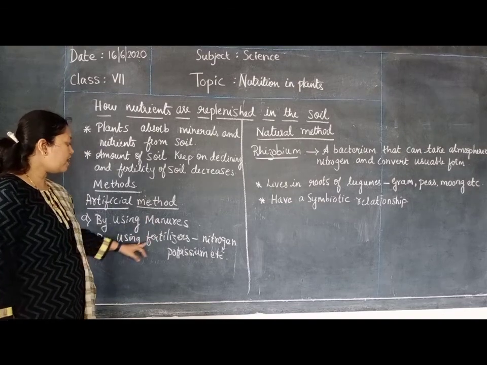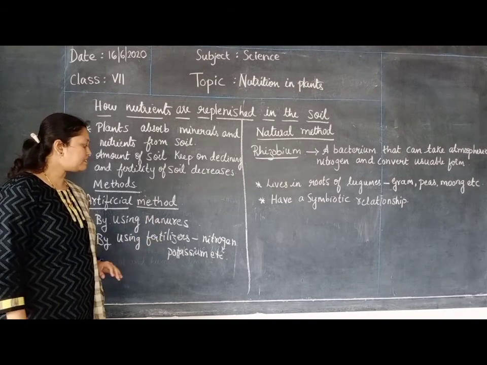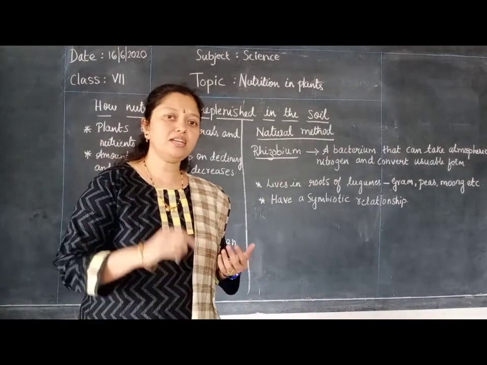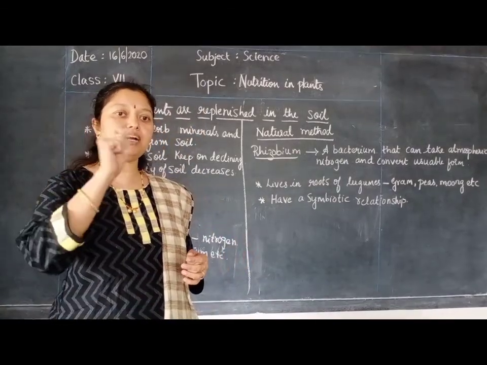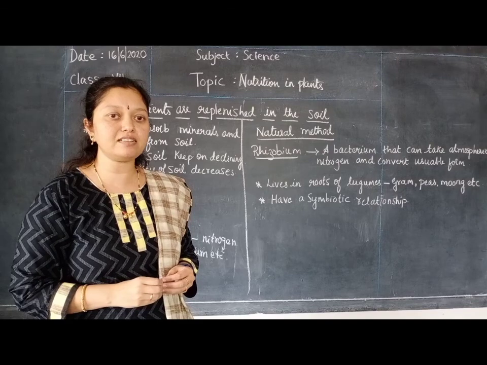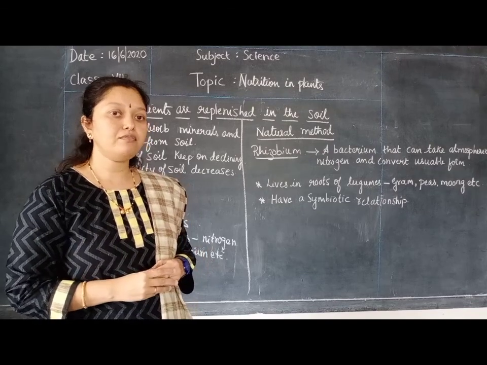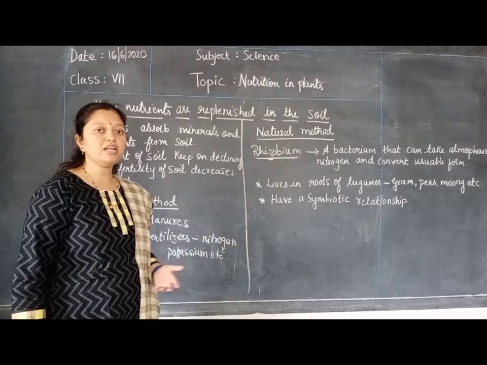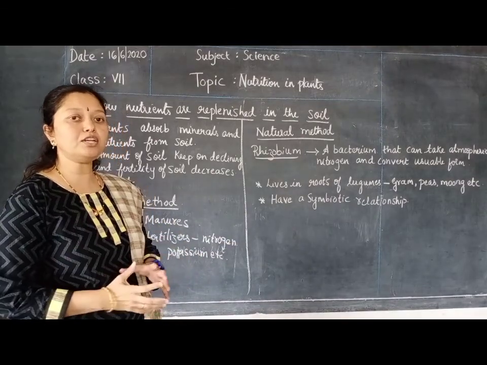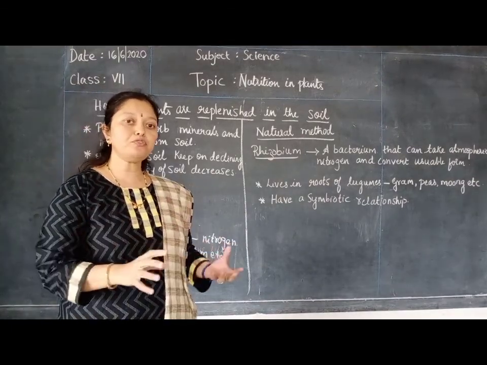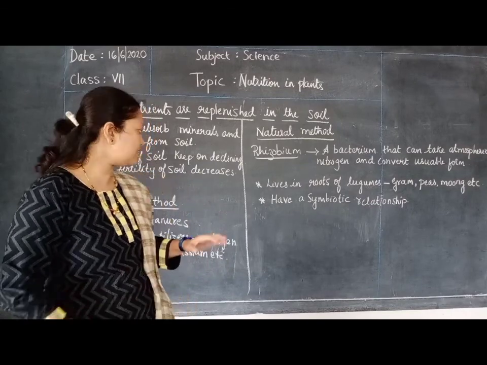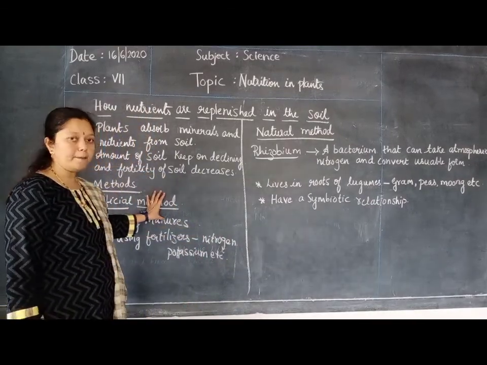Next, by using fertilizers. In villages you have seen that farmers spray different types of fertilizers through sprayers, which consist of nitrogen, potassium, phosphorus, etc. These are all nutrients that can be put into the soil to increase its fertility. This is called the artificial method.